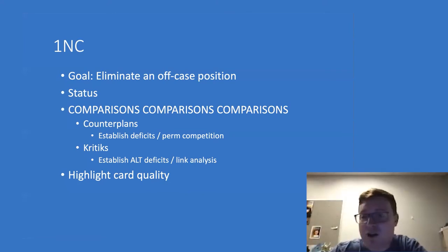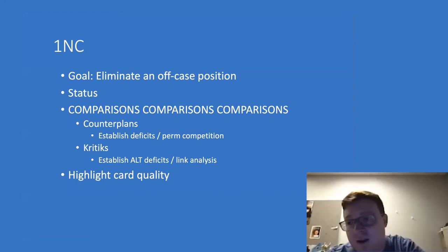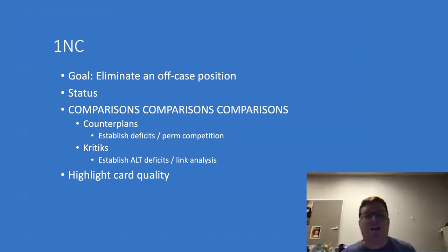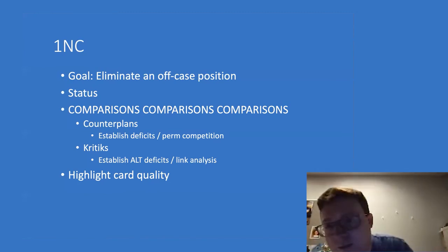It can be a basic question. What's the key difference between the counterplan and the affirmative? And then get them to explain it so that you can start establishing a permutation. If it's a states counterplan, you can look at their evidence and you can start rolling through all of your Fed key warrants to see which of them they don't specifically answer.